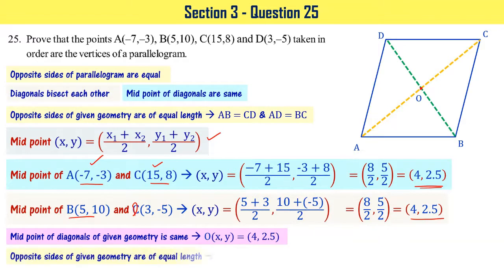We also said that opposite sides of the given geometry are of equal length, right? Hence we can say that the given ABCD is a parallelogram. In other words, the given points A, B, C and D are the vertices of a parallelogram. Please note that. Now let's go to the next question.